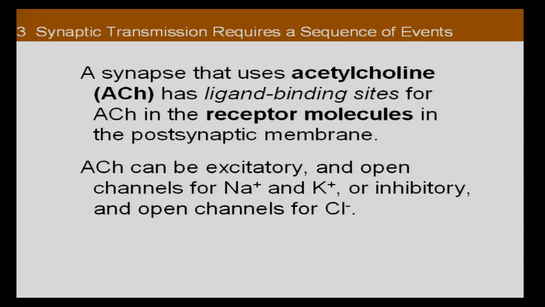Now the trick here is that there are different kinds of acetylcholine receptors. Some acetylcholine receptors can be excitatory. Excitatory acetylcholine receptors open channels for sodium and potassium, causing a depolarization. Other acetylcholine receptors can be inhibitory and open channels for chloride. So what you need to know, if I were going to ask you whether this will cause an excitatory postsynaptic potential or an inhibitory postsynaptic potential, is that you can't just know what transmitter the synapse is using. You have to know what flavor of receptor is in that postsynaptic membrane. Even the same acetylcholine on different synapses can be excitatory, causing EPSPs, or inhibitory, causing IPSPs.